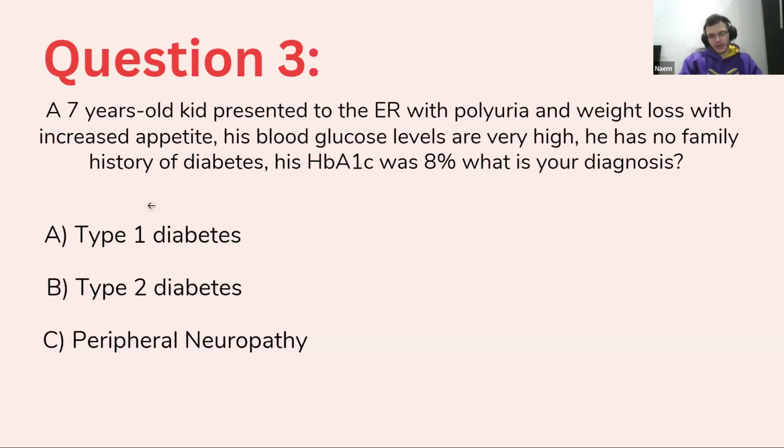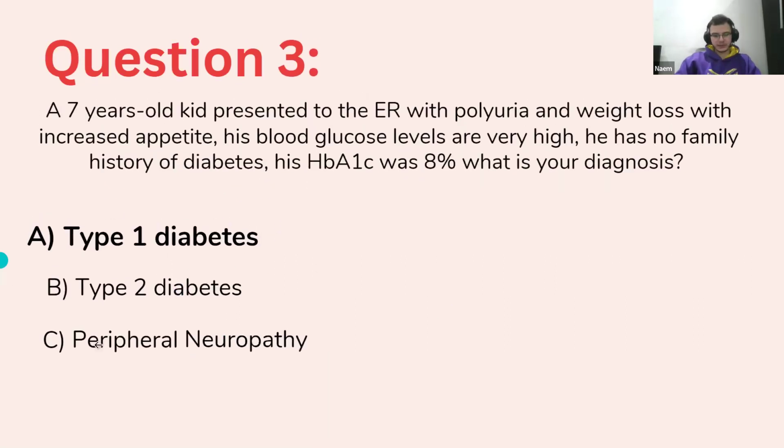It's type 1 diabetes. But why did you say A? What are the indications in the question that led you to A? First of all, the age, 7 years old. So it's most likely not type 2, it's most likely type 1. That's one. Two, there's acute manifestations. Polyuria and increased appetite, which is polyphagia, just written in another way, right?